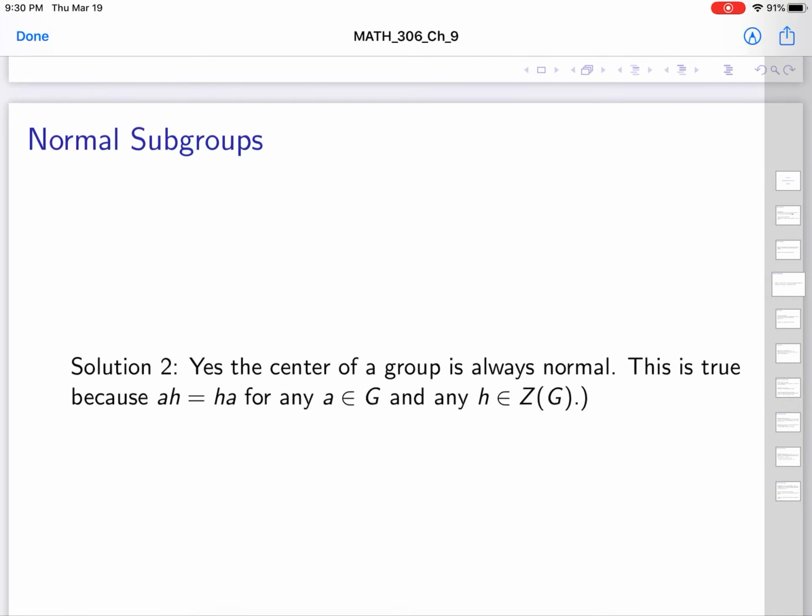So yes, the center of a group is always normal. This is true because of our definition of the center of a group: aH equals Ha for any a in G and any h that's in the center of our group.